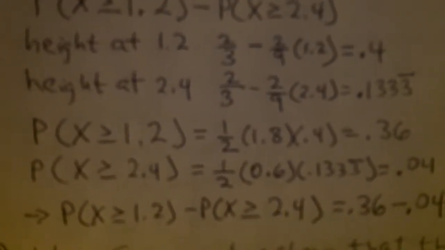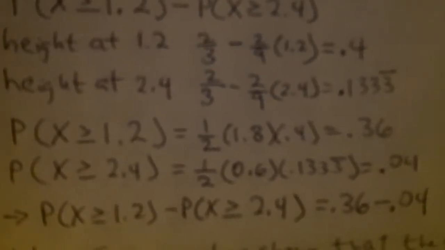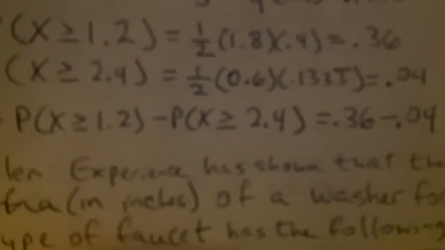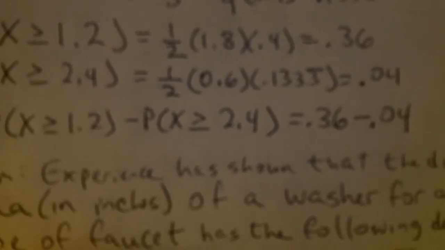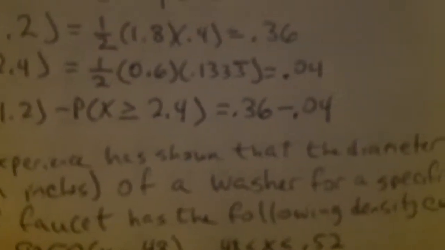For the probability that x is greater than or equal to 2.4, we've got a half times the interval length, which is 0.6. Remember, that's going from 2.4 to 3, times our height, which was 0.1333 repeating. If we multiply that out, we get 0.04. And then if we take the difference, 0.36 minus 0.04, which, oh gee, I never even wrote that, was 0.32.